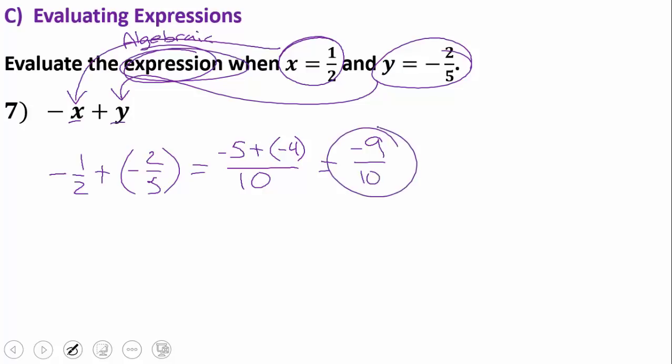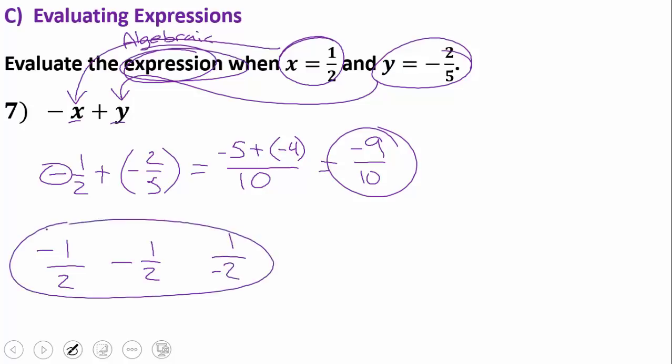Ladies and gentlemen, anytime you see a negative on a fraction, when you're doing the math, you want to apply it to the numerator. All right, you want to apply it to the top. Even though -1/2 is the same as 1/-2, which is also the same as -(1/2). These all have the same value, but when you're going to do the math, put that negative in the numerator.